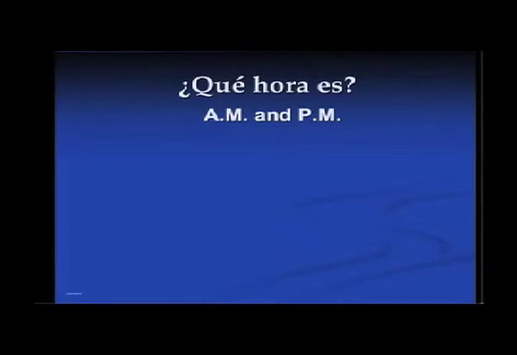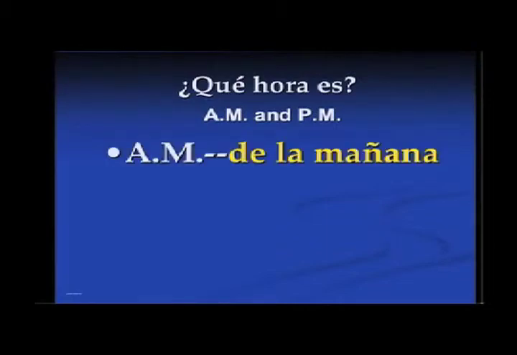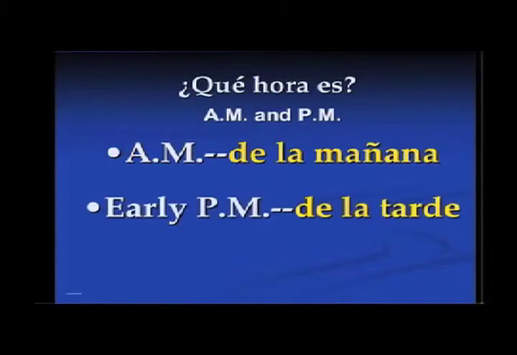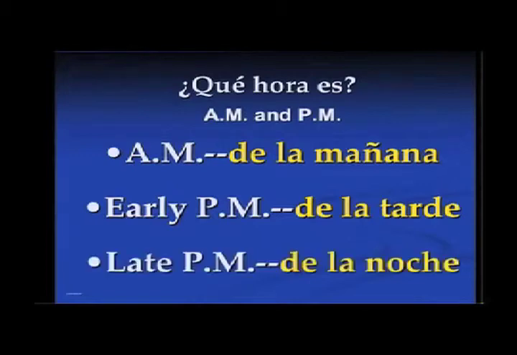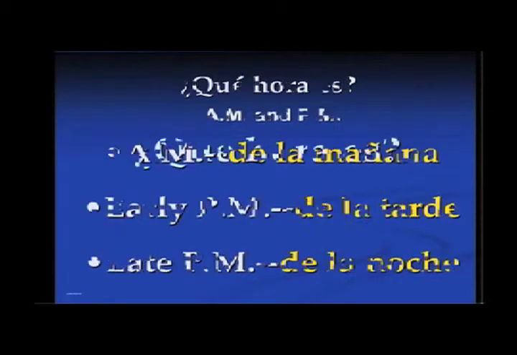Now, what about AM and PM? For AM, it's pretty easy. All you have to do is just say literally of the morning, de la mañana. Now, for PM, you have a couple of things you have to know. First off, early PM is of the afternoon, de la tarde, and late PM is of the night, de la noche. For our class, we typically change over from de la tarde to de la noche at 6 p.m. But when you're traveling, you just have to listen to how the locals are talking and adapt their way. Literally, you just change from de la tarde to de la noche when the sun goes down.